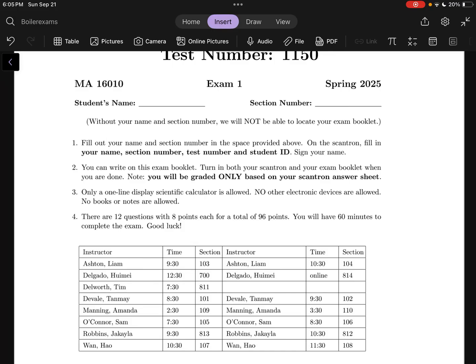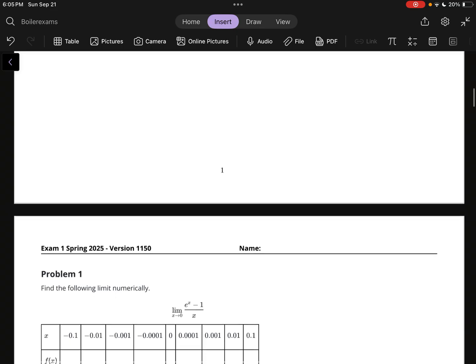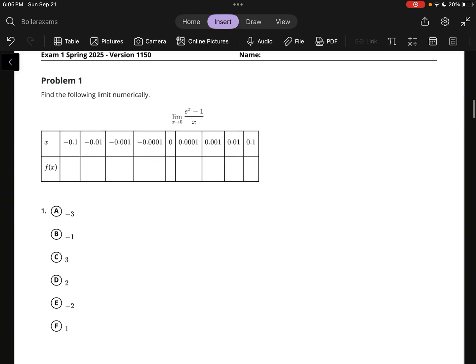Hello, this is the MA 16010 Spring 2025 exam number 1. So, first, let's start off with question 1. Question 1 says, find the following limit numerically.